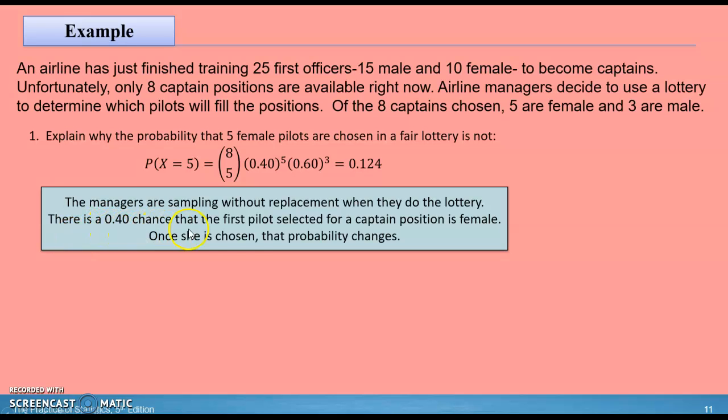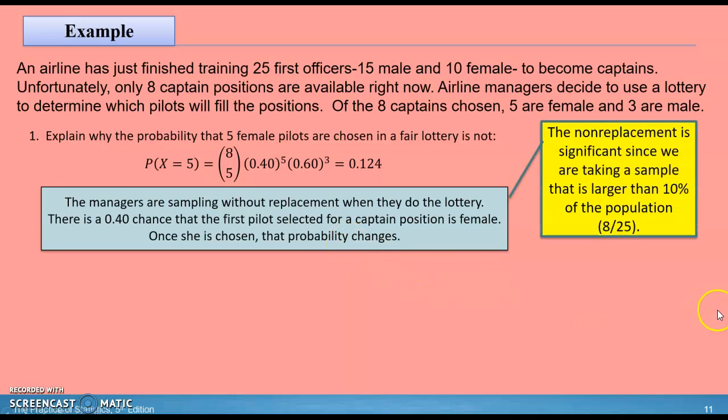This is a 0.4 chance that me as the first pilot would be selected. However, then that's going to change the probability for the next female pilot to be chosen. So this non-replacement is significant because we are taking a sample that is larger than 10% of our population, so 8 out of our 25.